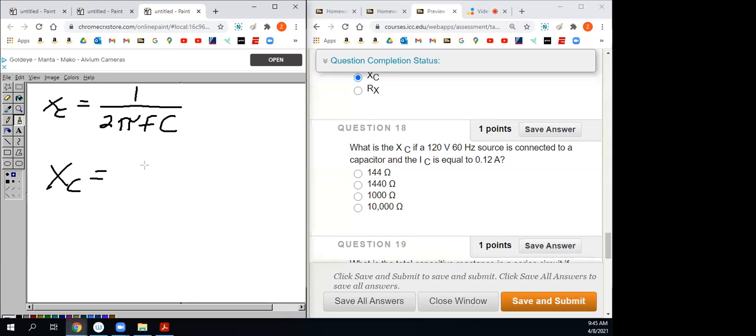You can always look at your Uglies book. You can use your Uglies book on your quizzes and stuff, right? Everybody knows that. So E over I. What's the voltage? 120 divided by the current, 0.12. What's 120 divided by 0.12? A lot.